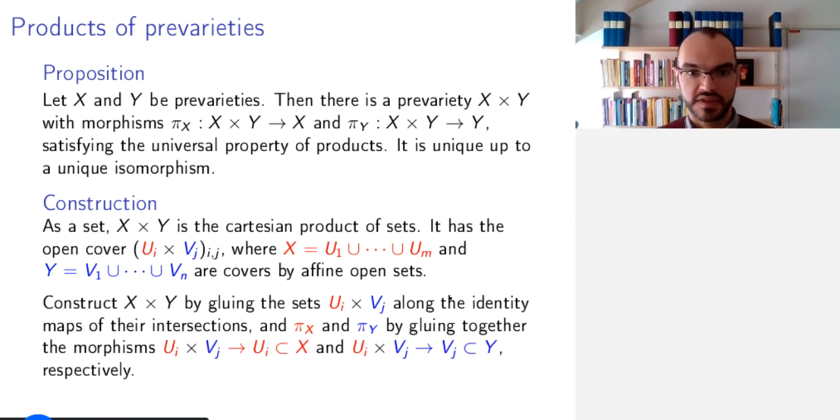And so this will give us a pre-variety that we will call x times y. And then we need to provide these pi x and pi y. And we do those by gluing together the projections of products of affine varieties from ui times vj to ui. So this is the restriction of pi x. And from ui times vj to vj, this is the restriction of pi y. And then we glue them together to get pi x and pi y.